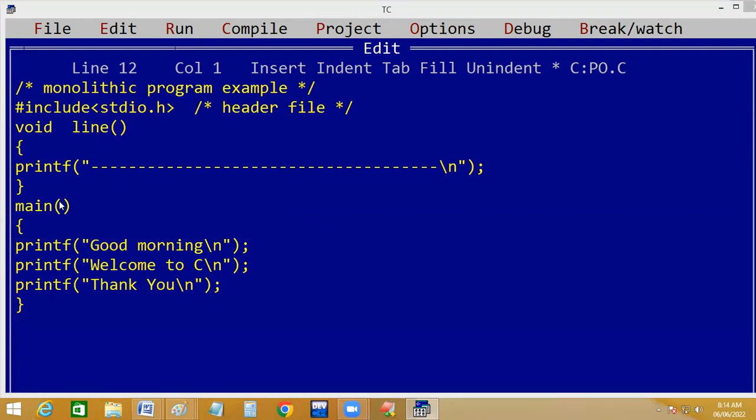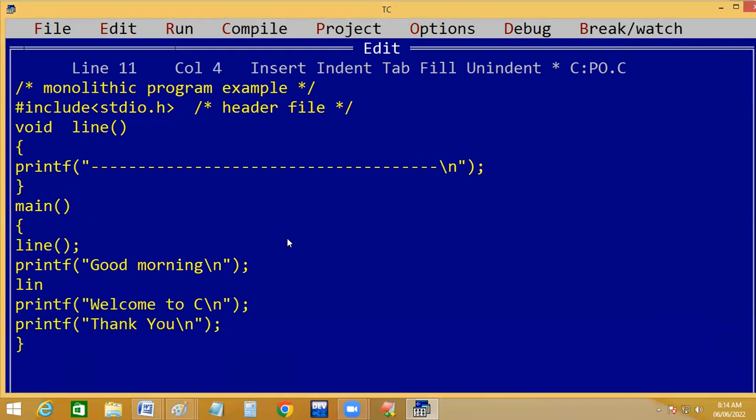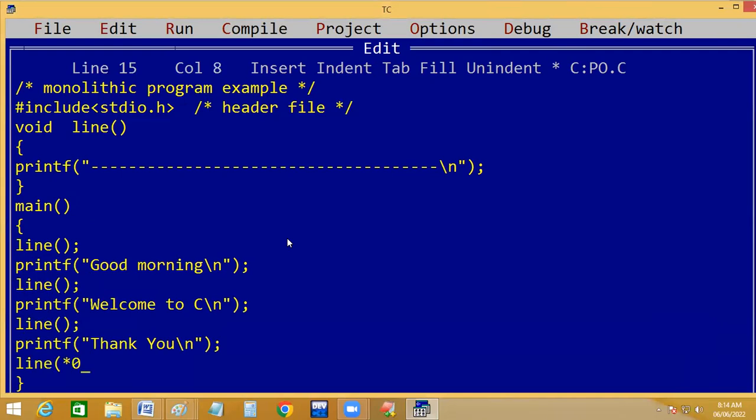Now watch what I am doing. Watch it, everyone. I am just calling line. That's all. When you call line, this program works and creates a line. Means here we are getting a line. Next, again line and again line and again line. Now tell me, guys, how many times was line created? Only once. But how many times used?